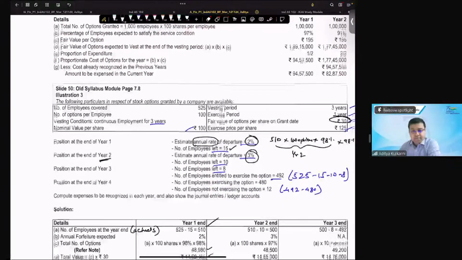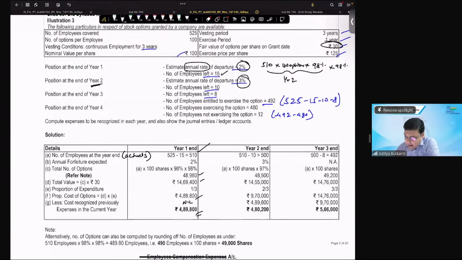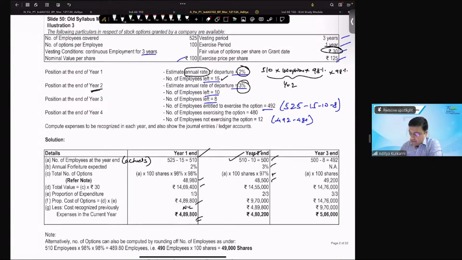So everyone has done year 2. Ginny, are you okay with this? Yes. Year 2. Others? Have you guys tried? Okay. So see, at the end of year 1, I had 510 employees. Further 10 left, so now I have 500. Estimated attrition is 3%, so you will have 485 employees into 100. So 48,500 options, multiplied by the fair value on grant date, 30. So that comes to 14,55,000 into 2 by 3. So 9,70,000 minus 4,89,800, so 4,80,200.